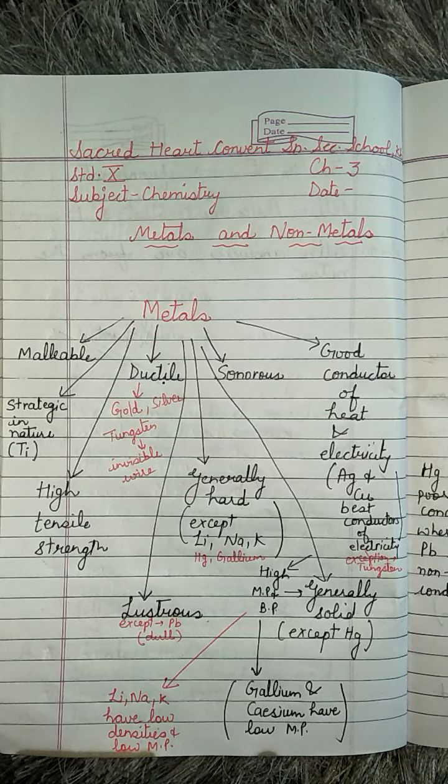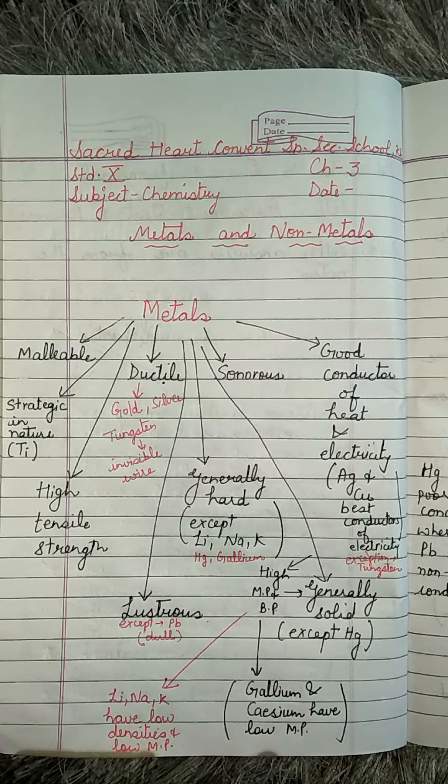What is the meaning of ductility? Metals are known to be ductile in nature. So what is the meaning? Meaning is that metals can be beaten into thin wires. Fine. And you will be very surprised to know that gold is considered to be the most ductile metal. Even tungsten also falls in that category.